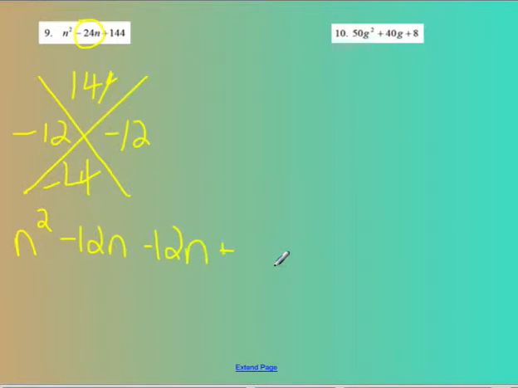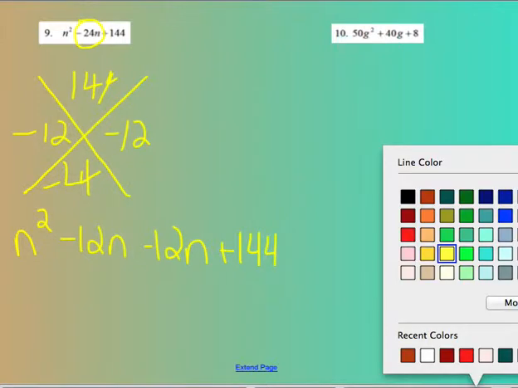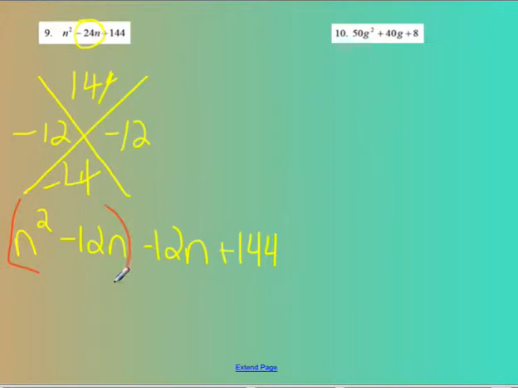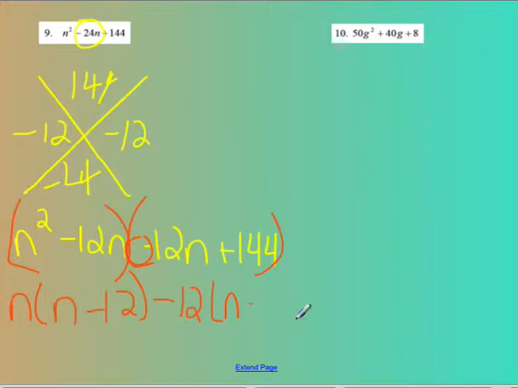And now I'm ready to do my factoring by grouping. So I'm going to go ahead and make my two groups. In the first group, I have n squared minus 12n. In the second group, negative 12n plus 144. Between n squared and 12n, you can divide out an n. And when you divide each of those by n, you're left with n minus 12. Again, this sign's negative, so I need to take out a negative greatest common factor. Between 12n and 144, I can take out a negative 12. So that's going to change all of those signs. So then I end up with n minus 12.